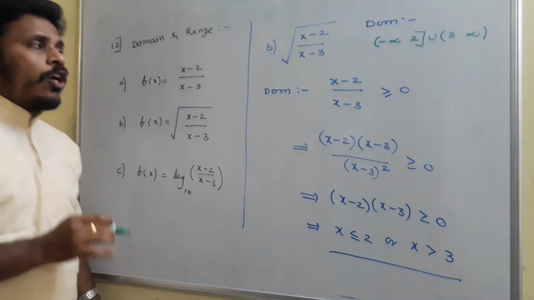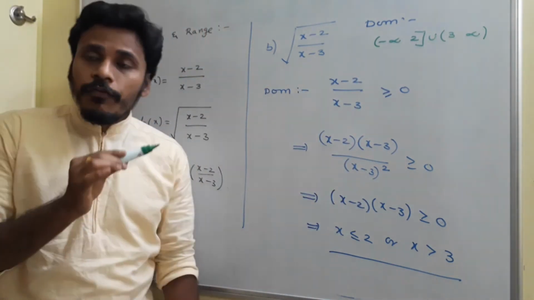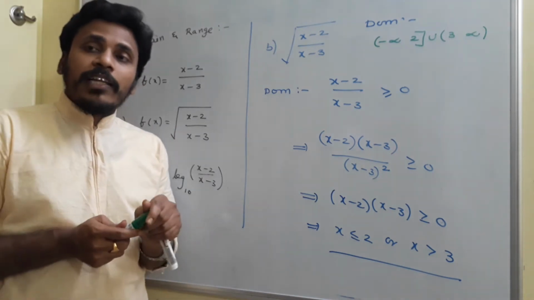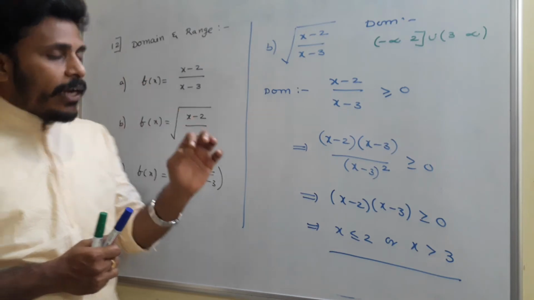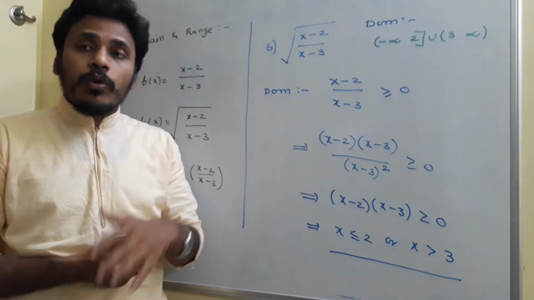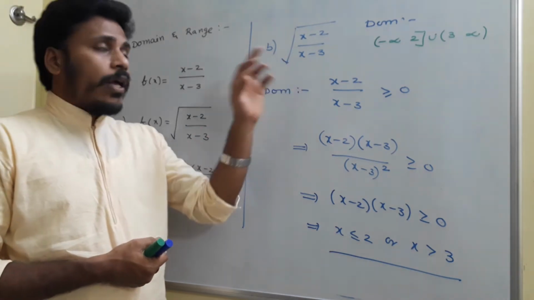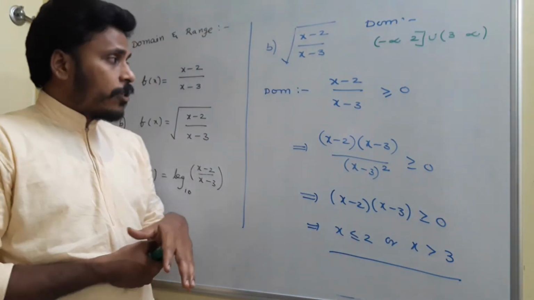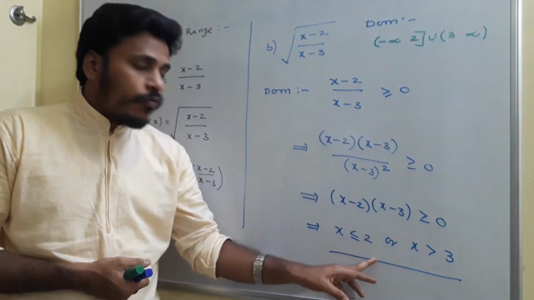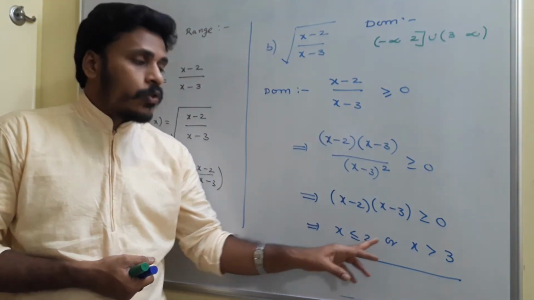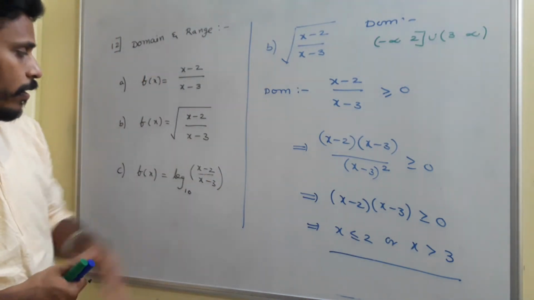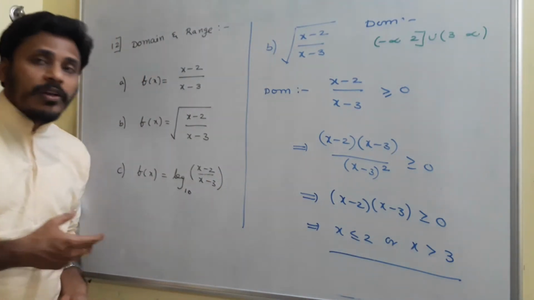So once again, to find the domain, if a square root is involved, you need to find the values of x for which the expression under the square root is positive. Here under the square root, the expression is x minus 2 by x minus 3. This is greater than or equal to 0. So if you solve, you get x less than or equal to 2 or x greater than 3. So this is the domain. Then we need to think about the range now.